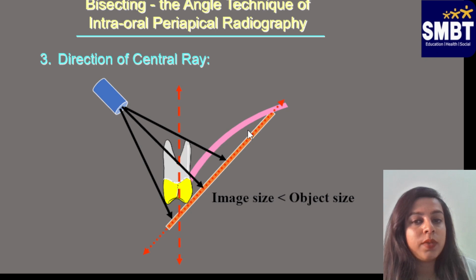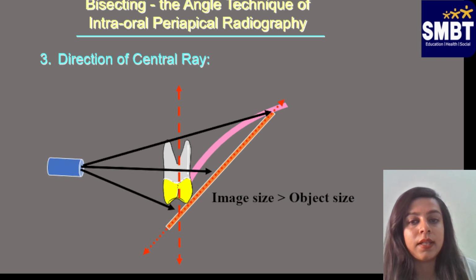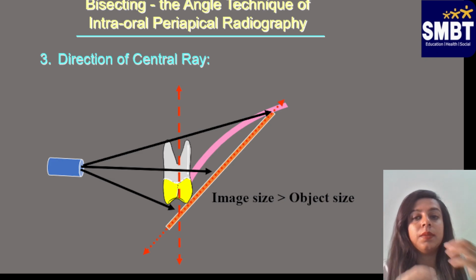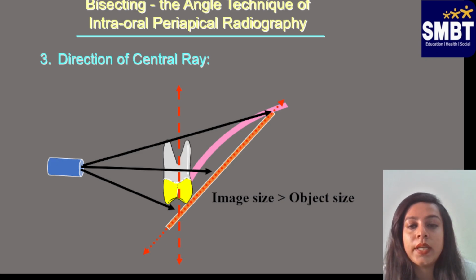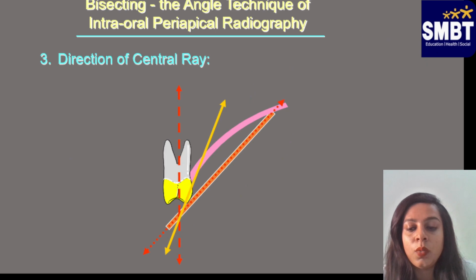In this case, what will happen? The image size will be smaller than the object size. So there's a discrepancy. That's what we don't want. So moving ahead, we'll try another scenario in which we're trying to keep our central ray perpendicular to the long axis of the tooth. And that is not working well for us either, because here we see that the image size is greater than the object size. So to get rid of these discrepancies, we're going to find a midway solution to this problem.